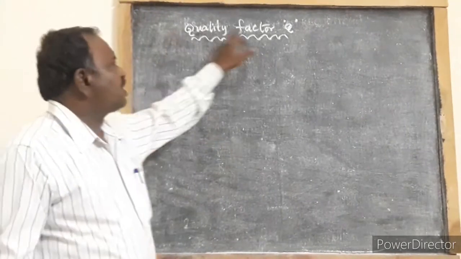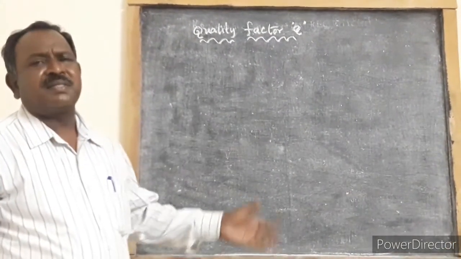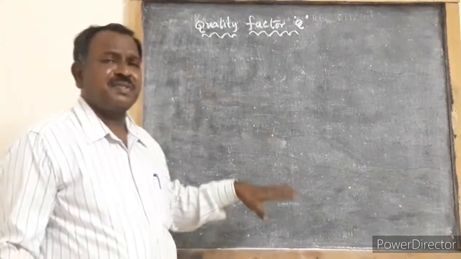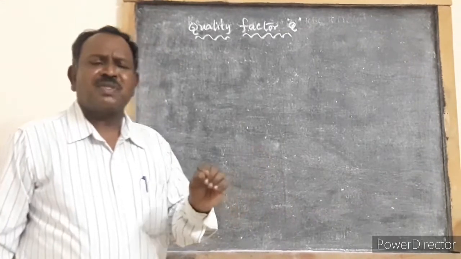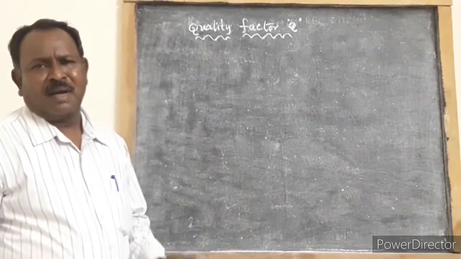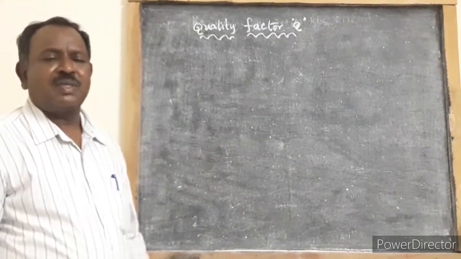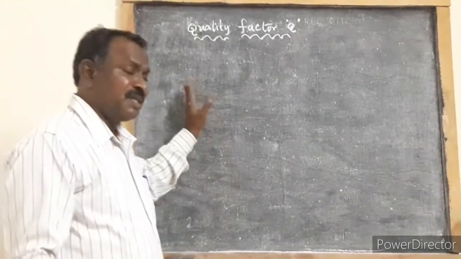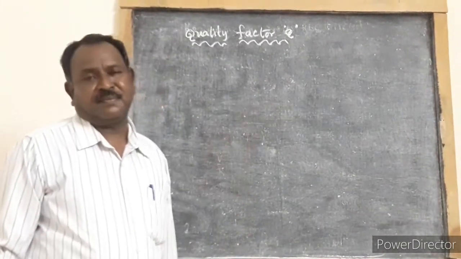Next we are going to see quality factor. What is called quality factor? Last session we saw that in an RLC circuit, at resonance condition, the impedance of the circuit becomes minimum and therefore the current through the circuit becomes maximum. So at resonance condition, the current through the RLC circuit will increase.